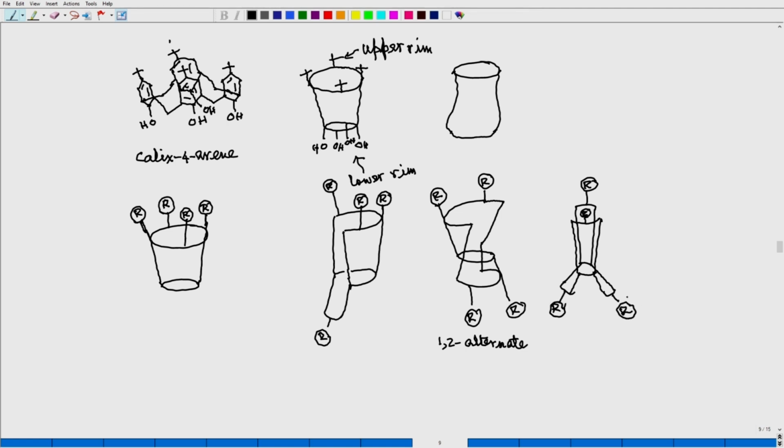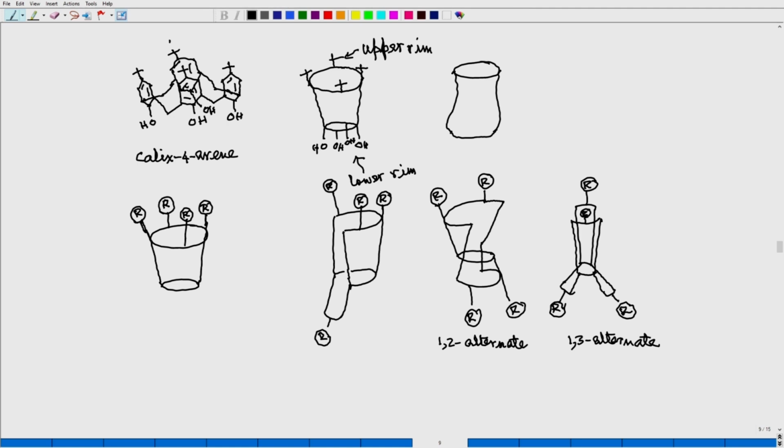Good enough. All right. This is known as 1,3 alternate. I will show you. If this is 1, then this one is 2, 3 and 4. So, 1,3 alternate means this and this are inverted and the other 2 remain as they are. 1,2 alternate means the 2 consecutive ones, 1 and 2, are inverted, and the other 2 remain the same.